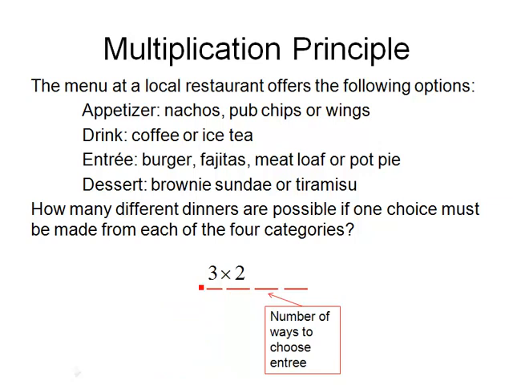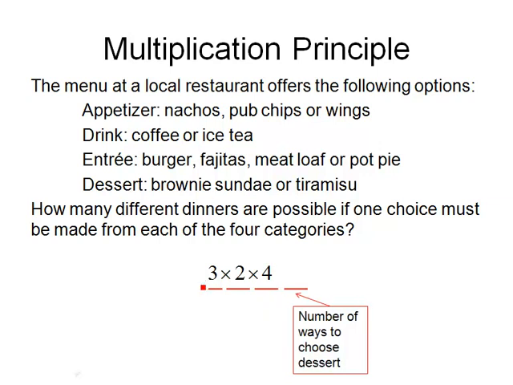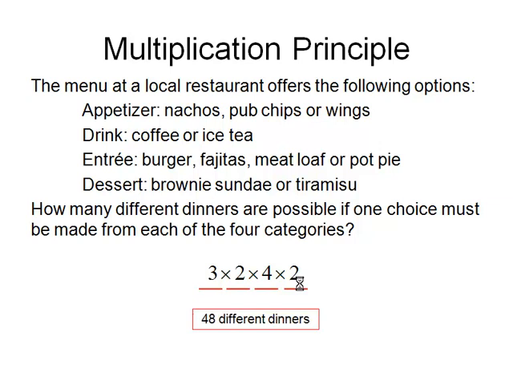For our entree, we're choosing from burger, fajitas, meatloaf, or pot pie. There are 4 ways. And for a dessert, we're choosing from brownie sundae or tiramisu, so there are 2 ways. So the multiplication principle says we multiply out the numbers of ways to do these things, and so that gives us a total of 48 different dinners that we could choose from.